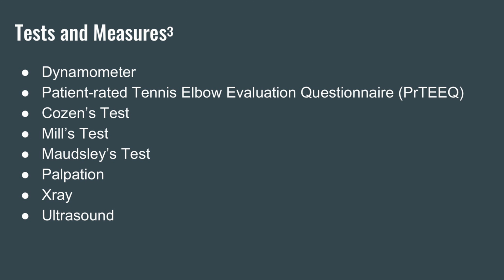For tests and measures, you would use a dynamometer, the patient-rated tennis elbow evaluation questionnaire. For special tests, we have the Cousins test, the Mills test, the Moss's test, and then you would use palpation, x-ray, and ultrasound.